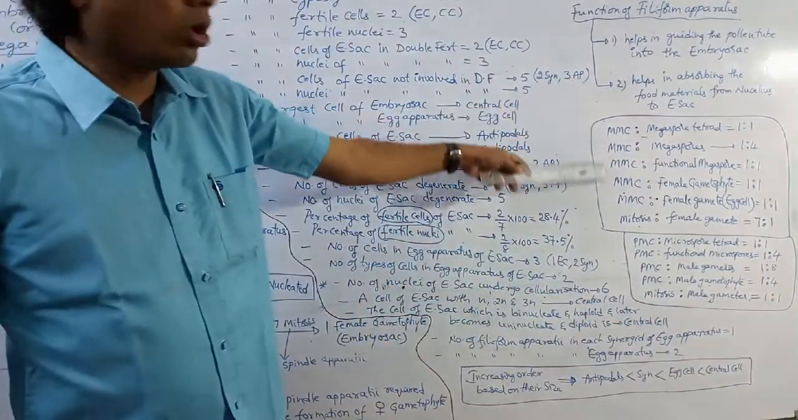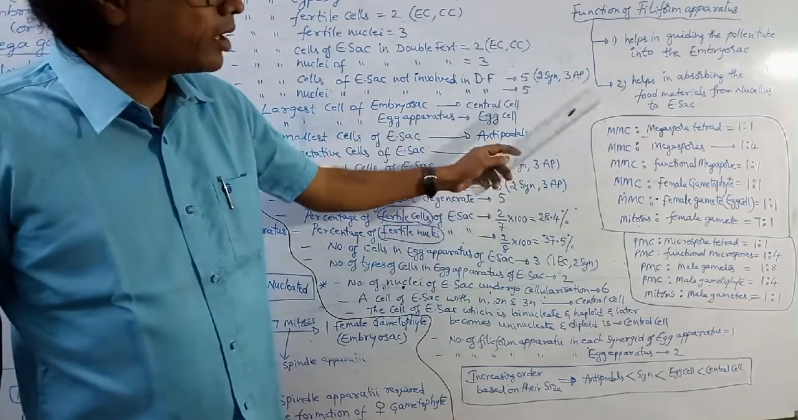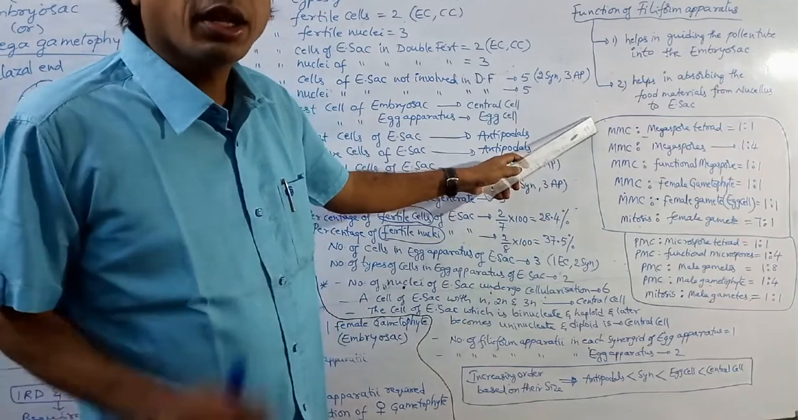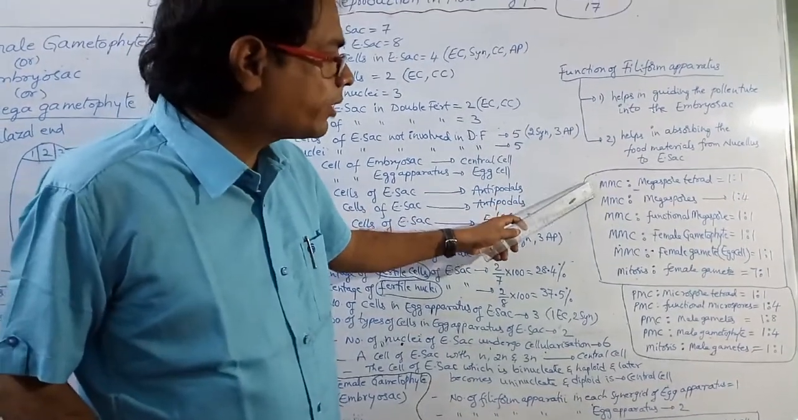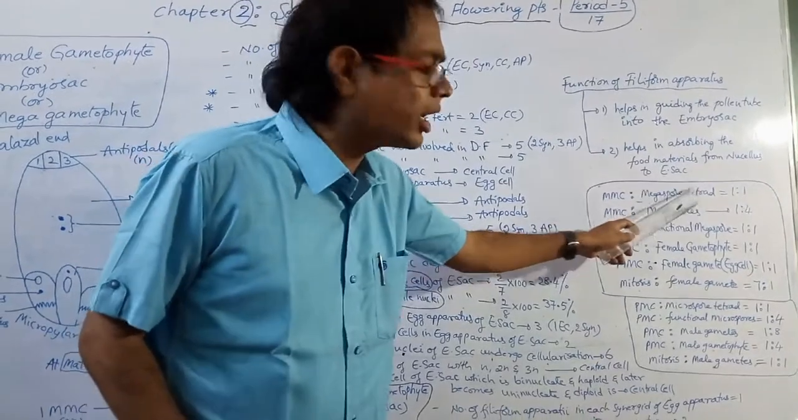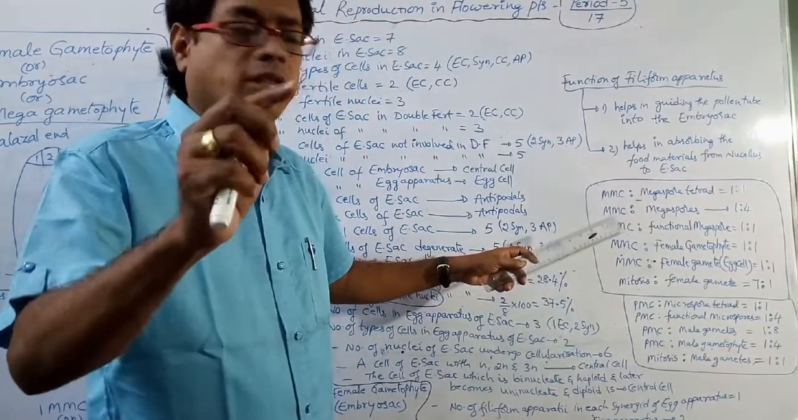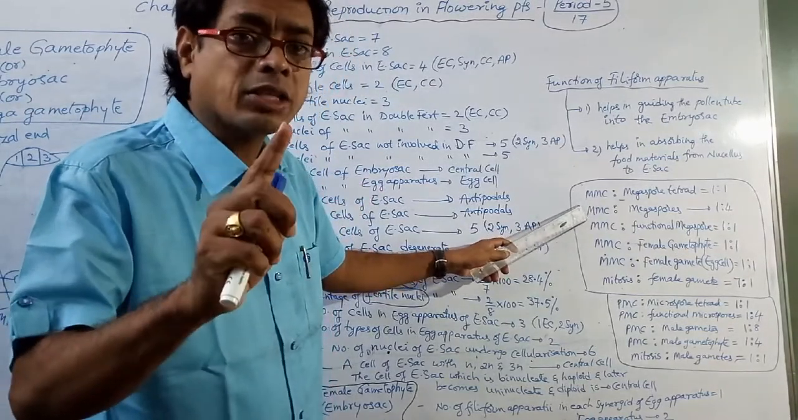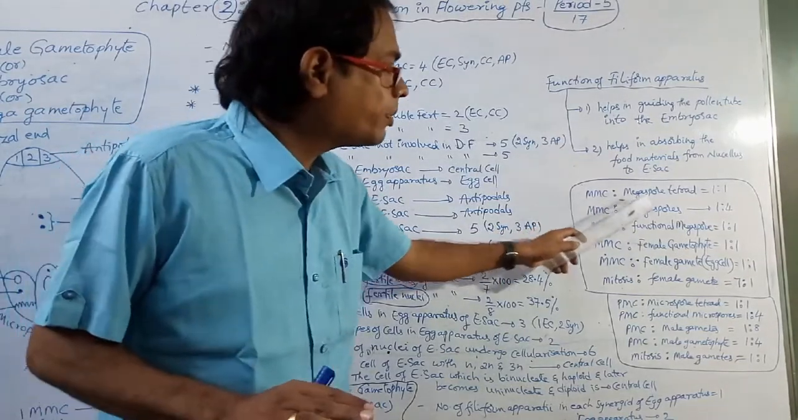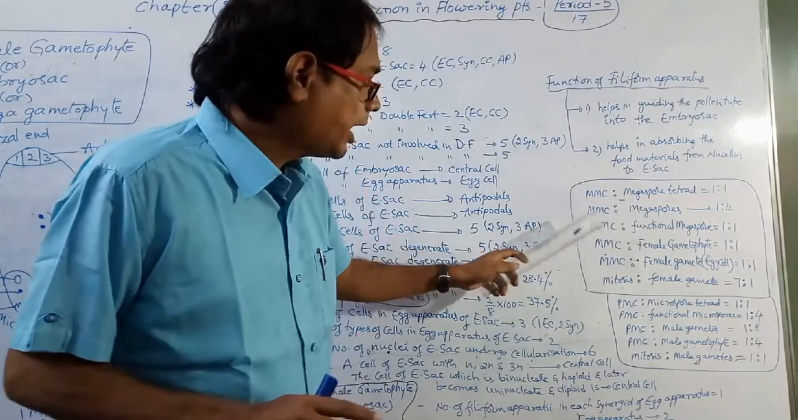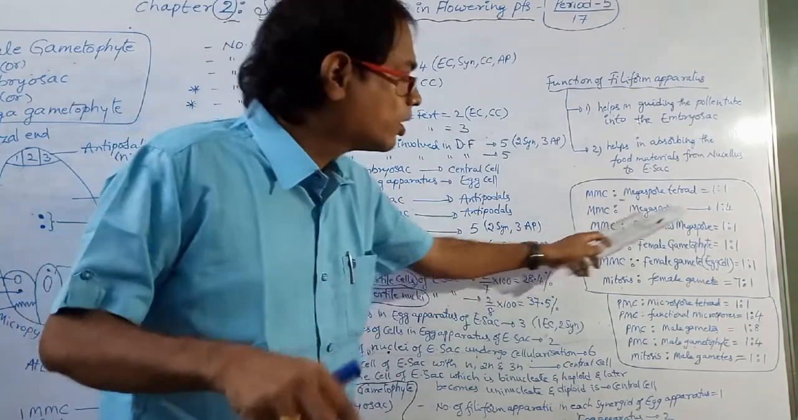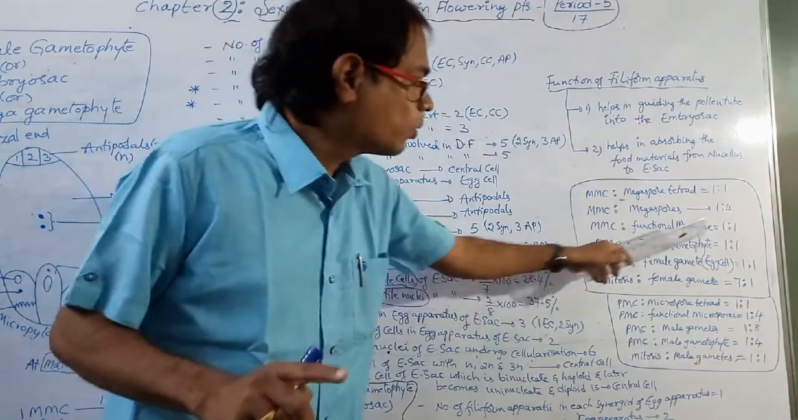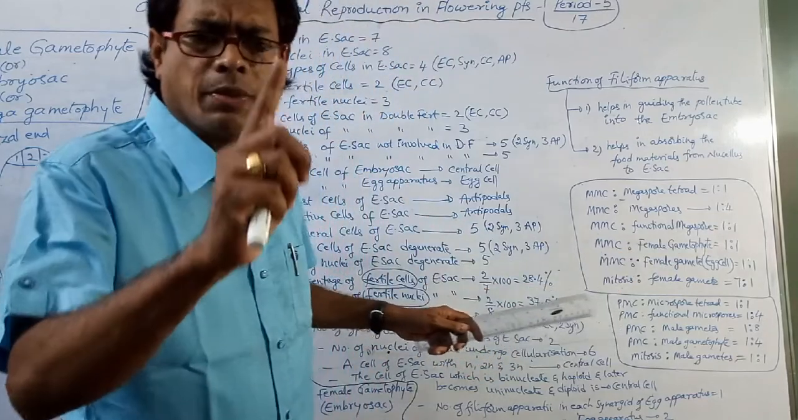I am asking some more ratios. Try to remember, very, very important. Try to understand the concept. MMC means megaspore mother cell. Ratio between megaspore mother cell and megaspore tetrad, tetrad meaning all 4 cells together, is 1:1. MMC to megaspores, I am asking megaspores, not functional, is 1:4. MMC to functional megaspores is 1:1. MMC to female gametophyte is 1:1. That means only 1 functional megaspore is there.